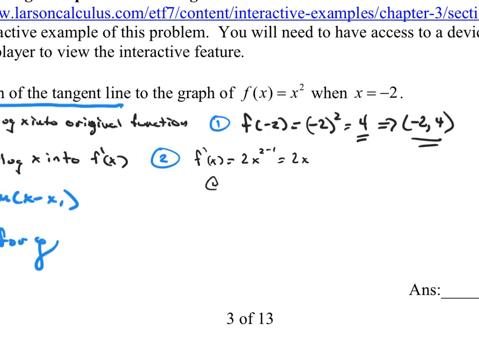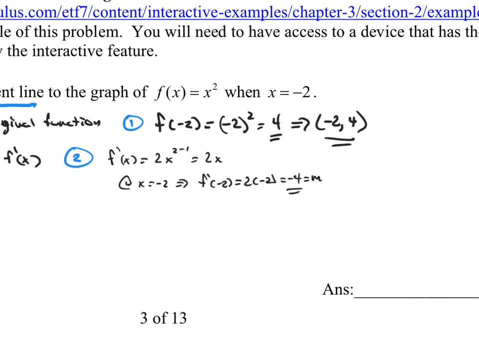And now we look at it at x equals negative 2, which tells me f prime of negative 2 is 2 times negative 2, which would be negative 4. That right there is our slope. 2 times negative 2, which is negative 4, that's our slope. So we have the information we need. We have the point, we have the slope. That's exactly what we want.